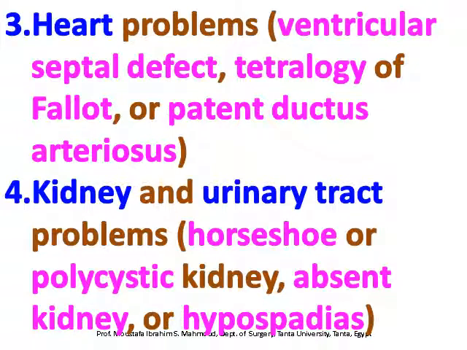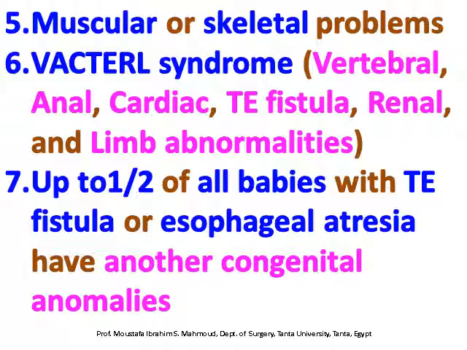Kidney and urinary tract problems: horseshoe or polycystic kidney, absent kidney, or hypospadias. Muscular or skeletal problems: VACTERL syndrome, which includes vertebral, anal, cardiac, tracheoesophageal fistula, renal, and limb abnormalities. Up to half of all babies with tracheoesophageal fistula or esophageal atresia have other congenital anomalies.